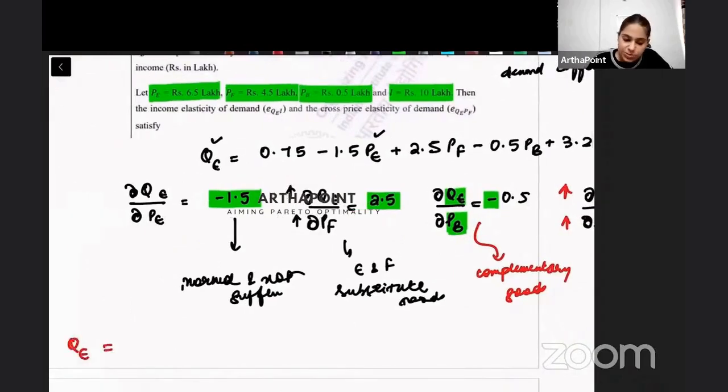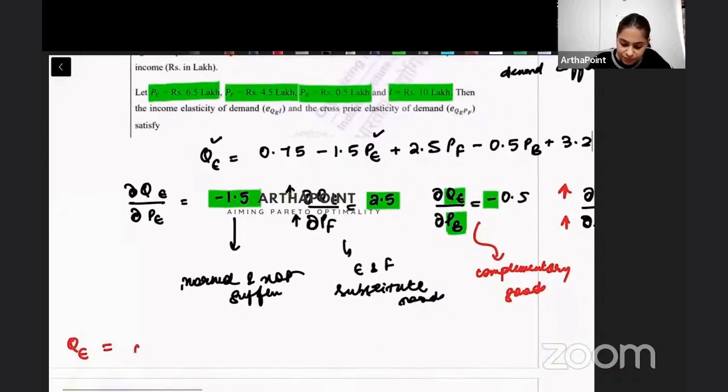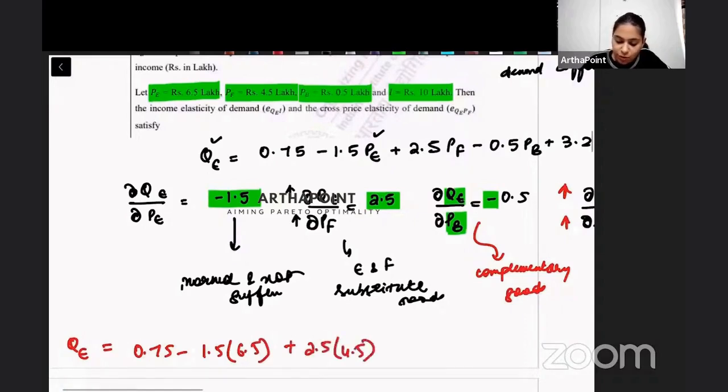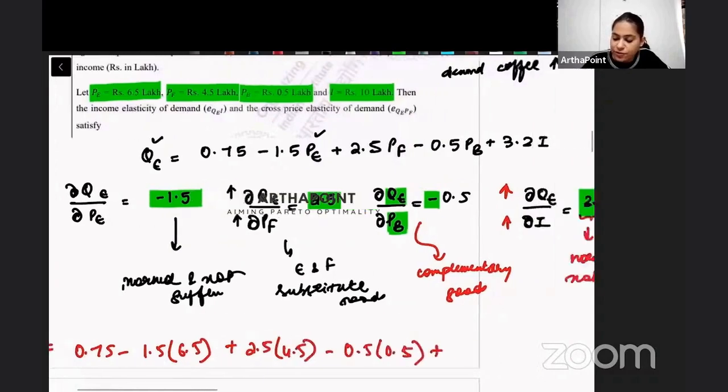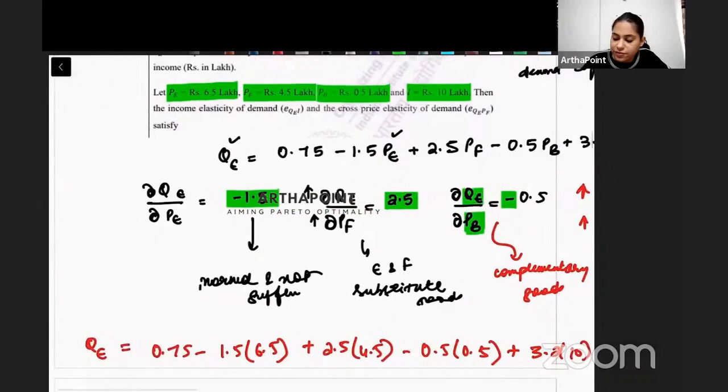After you put down these values, let's do that. 0.75 minus 1.5 into 6.5. Do it with me. Plus 2.5 into 4.5 minus 0.5 into 0.5 plus 3.2 into 10. This gave me 34. So we have got the value of the demand for QE.